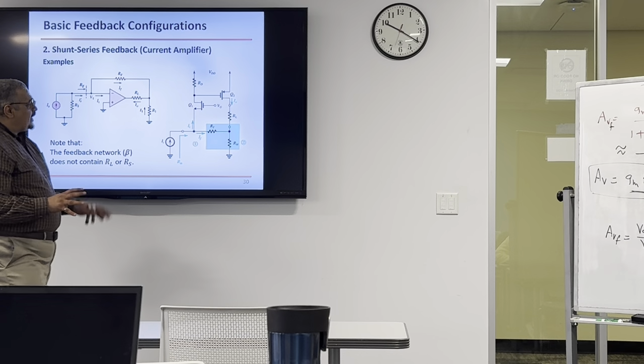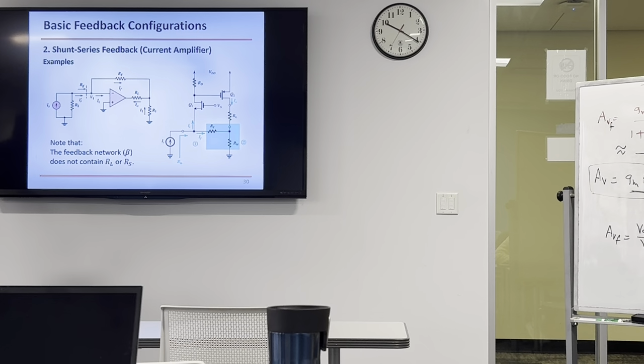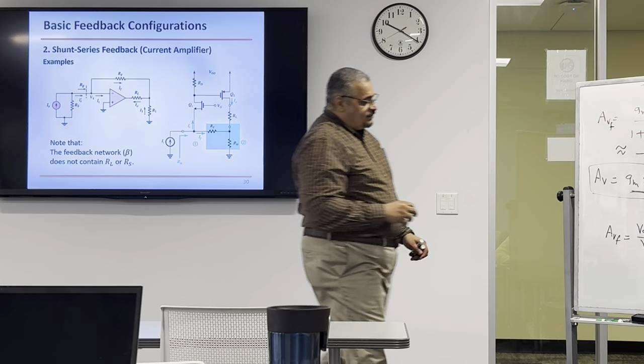Now, just before we do the analysis, I need you to recognize the feedback network, how to take it off, and how to find beta, okay?